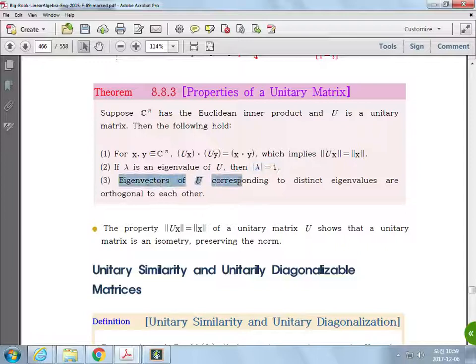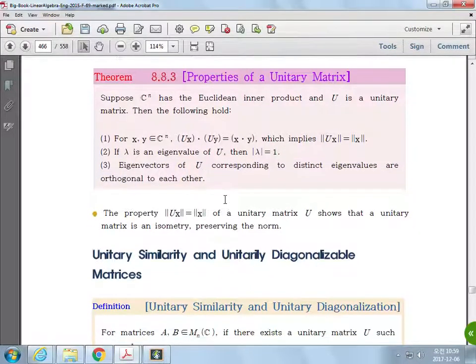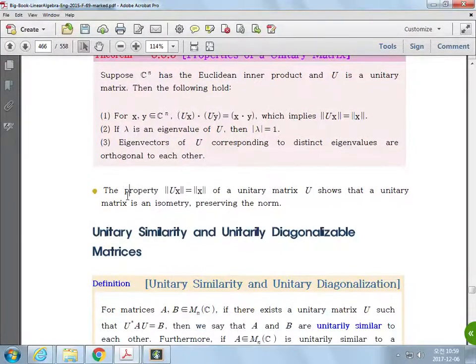And eigenvectors of U corresponding to distinct eigenvalues are orthogonal to each other, like what you saw before. Okay, eigenvectors are orthogonal for the unitary matrix. This property is called isometry, or preserving the norm. The norm in the domain is the same as the norm in the codomain. So we call it isometry.